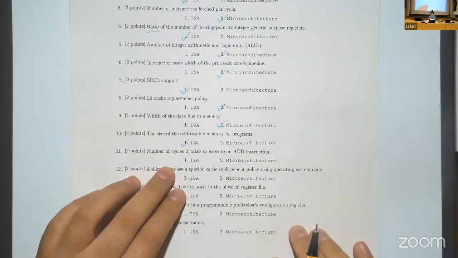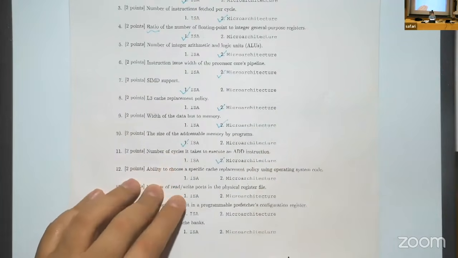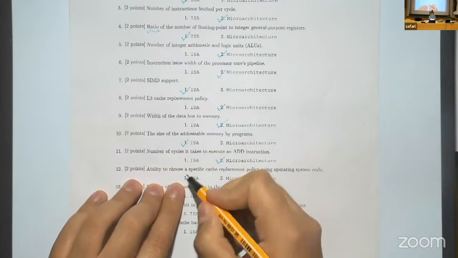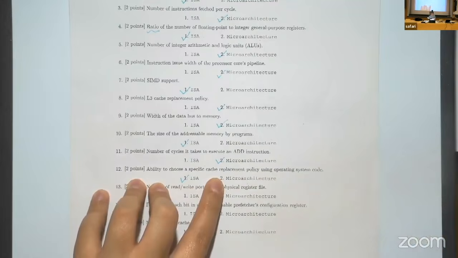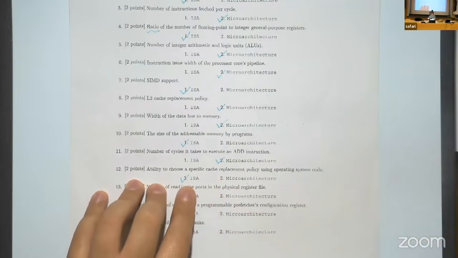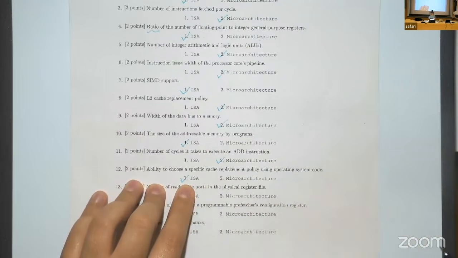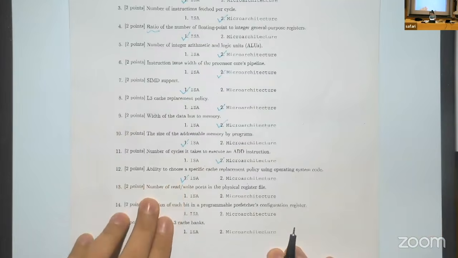The number of cycles it takes to execute an add instruction, microarchitecture. Ability to choose a specific cache replacement policy using operating system code, that is ISA. If the system already had a replacement policy which we couldn't choose, then that would be microarchitecture, because that's how the underlying thing works. But here it's referring to a scenario where we can, from the software side, select which replacement policy to use in our hardware. That's why we choose ISA here.